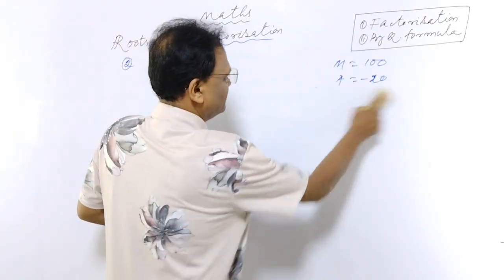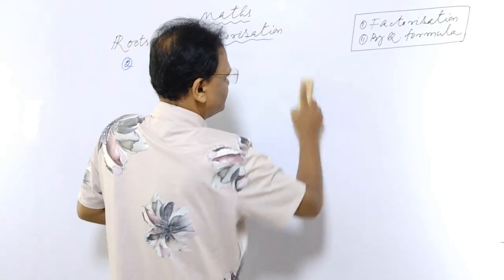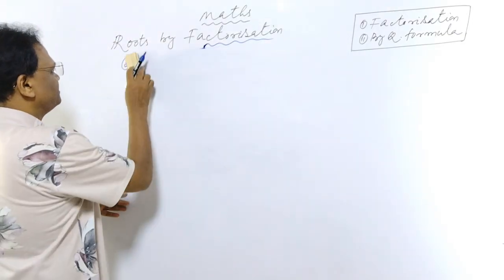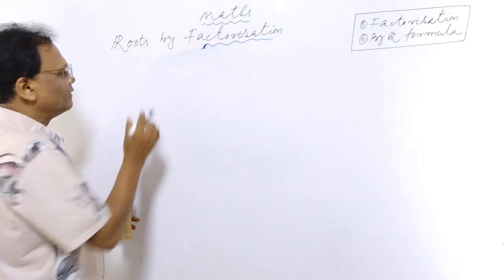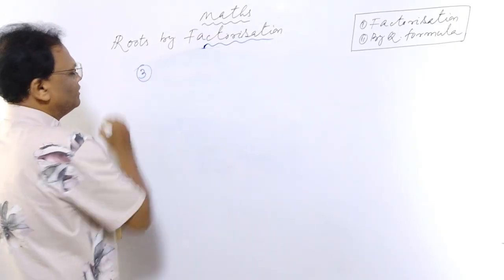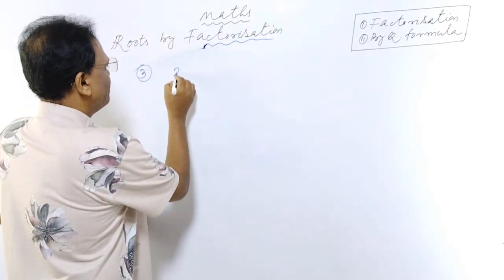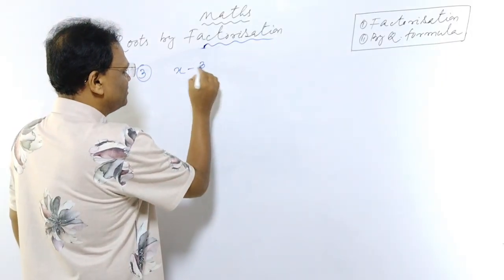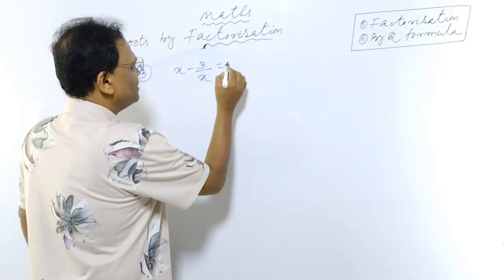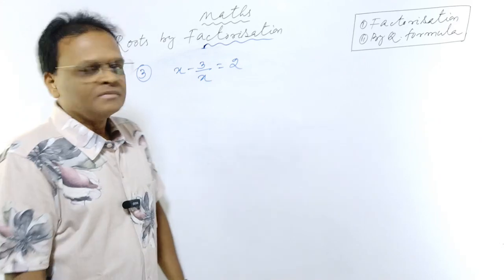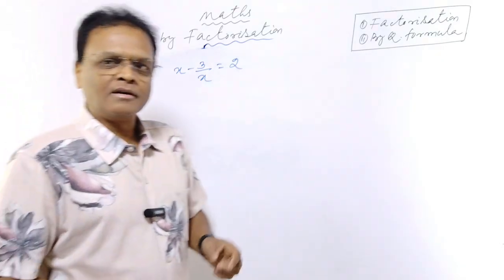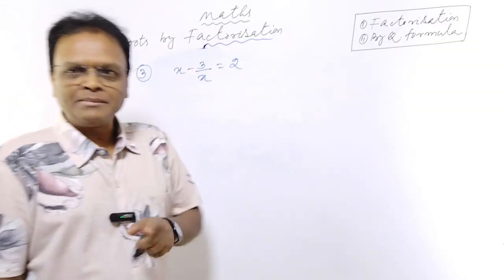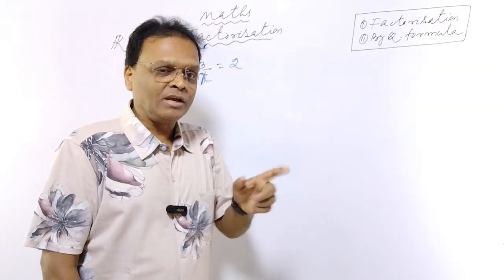Now let me take the next one. The third example is, the second example is over. Now the third example: if it is given in fractional form, like x minus 3 by x is equal to 2. How to find the roots if it is given in fractional form? This fractional form I must change into a quadratic equation.